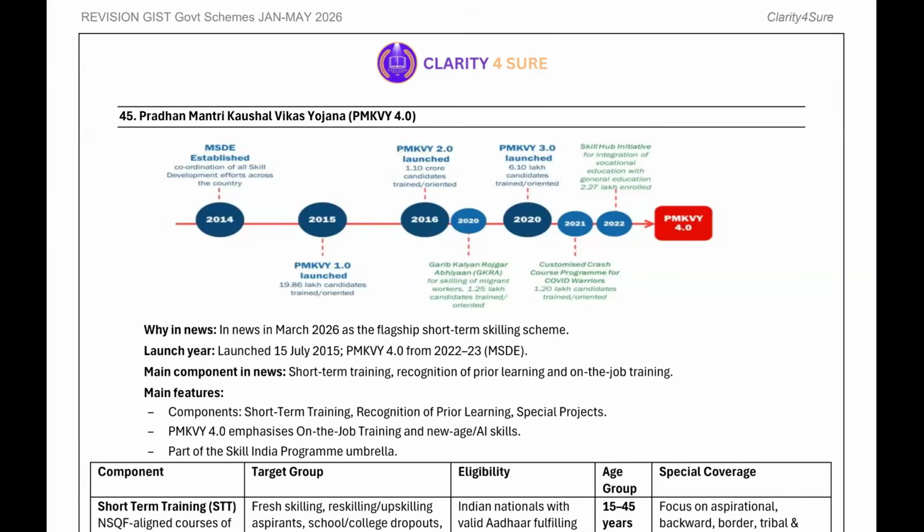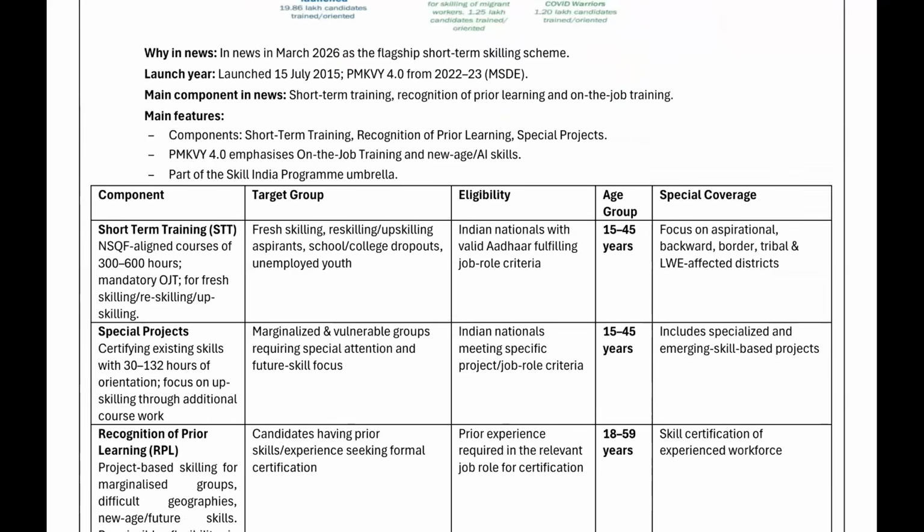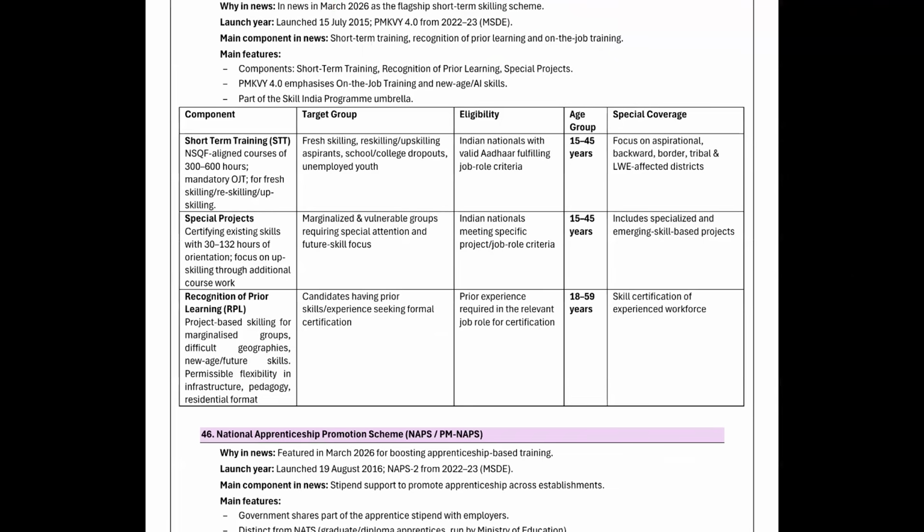Now please try to understand all the terms that have been given. ये आपको बस समझना है, right? Short term training, target group क्या है, eligibility क्या है, and what is the age group, special coverage. Is it clear? So everywhere you will understand it is from 15 to 45 years, 15 to 45 years, 18 to 59 years, right? So special projects, recognition of prior learning, RPL. Are you all getting my point? So you have to read it on your own.